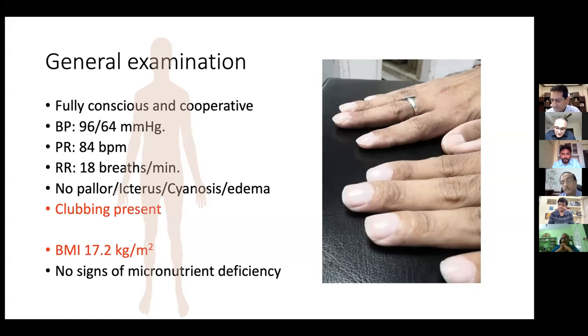Vitamin K deficiency might present with easy bruisability and bleeding from the gums. Then we can have water-soluble vitamin deficiencies. Vitamin B1 deficiency can present with the dry or wet beriberi that are classically described. Dry beriberi will have more of neuropathic signs. Wet beriberi will have more of cardiac failure, high output cardiac failure.